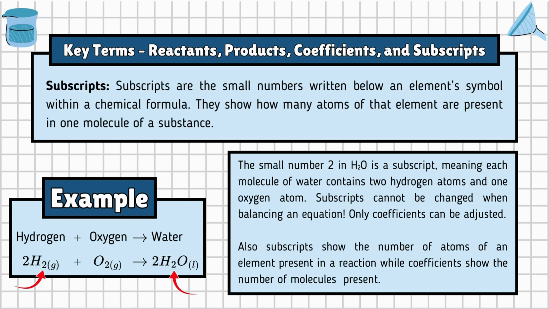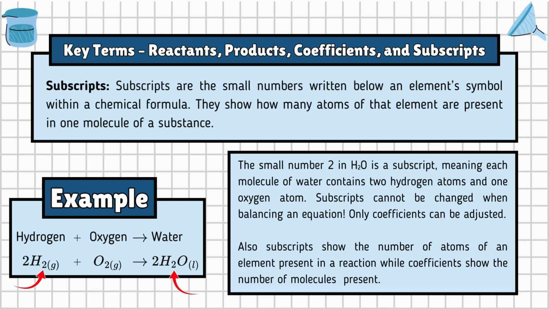They are the small numbers that are written below the symbol of an element in a chemical formula. They show how many atoms of that element are present in one molecule of a substance. Now, here's the example that I gave in the previous slide. You can see the arrows are pointing to something different here. They are pointing to the smaller numbers. Those small numbers are called subscripts. In this case, the small number 2 in H2O is called a subscript.